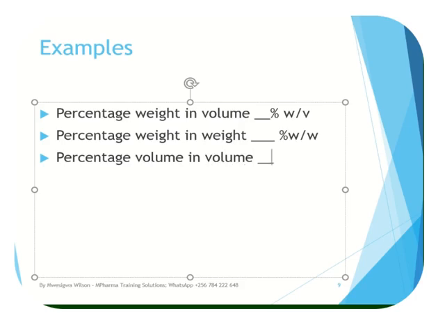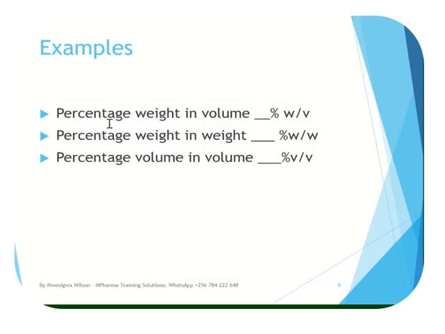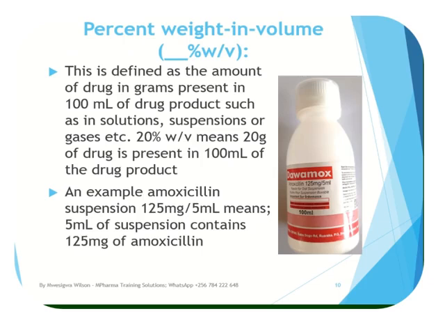Don't get scared about them. Just want to bring them here, and then we see how we can define them. So these are the different ways on how we can express the percentage concentration: the percentage weight in volume, percentage weight in weight, and percentage volume in volume. But now, how do you define each?